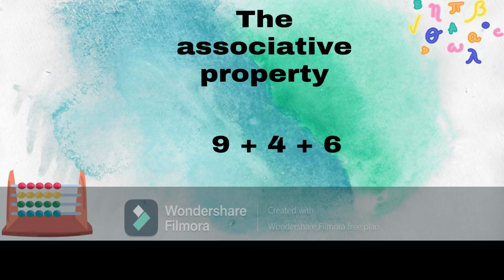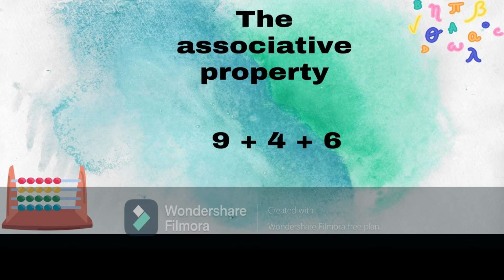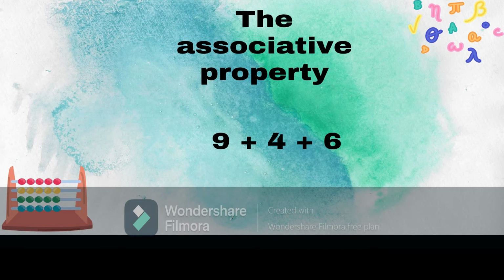The next property is the associative property. Sometimes we must add three numbers or more. If we must do the sum 9 plus 4 plus 6, the associative property assures us that we can perform this operation in two different ways, obtaining the same result.